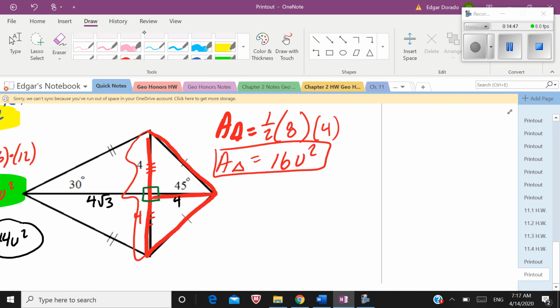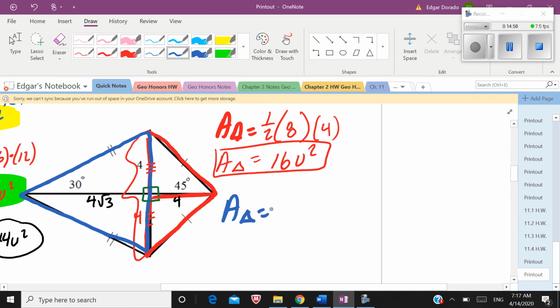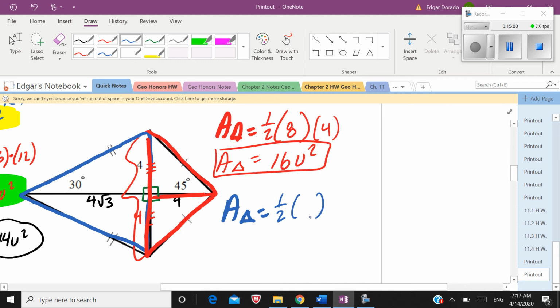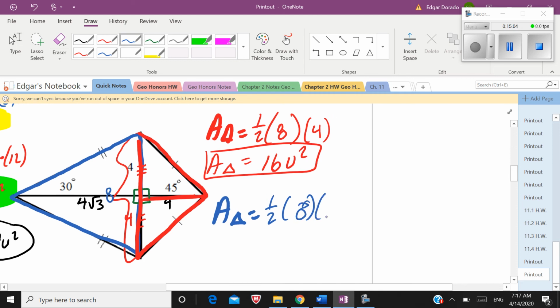Let's go ahead and concentrate now on the blue triangle. All right. So the area of the blue triangle is going to be 1/2 the base, also still 8, times the height, and in this case, guys, the height is going to be that 4 root 3 we found.